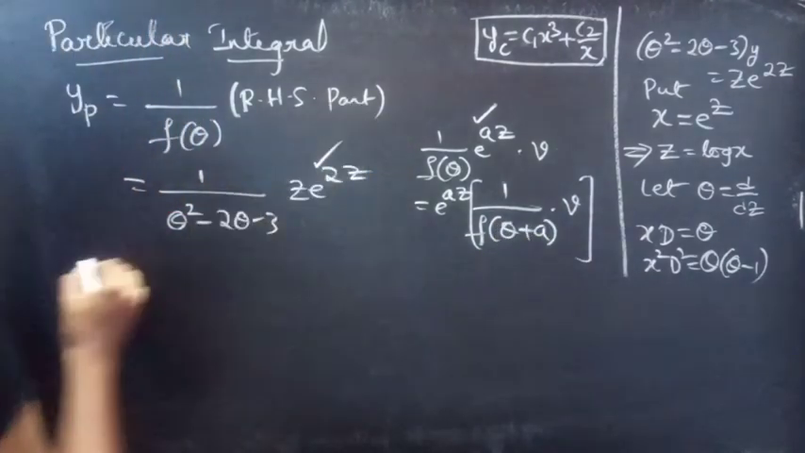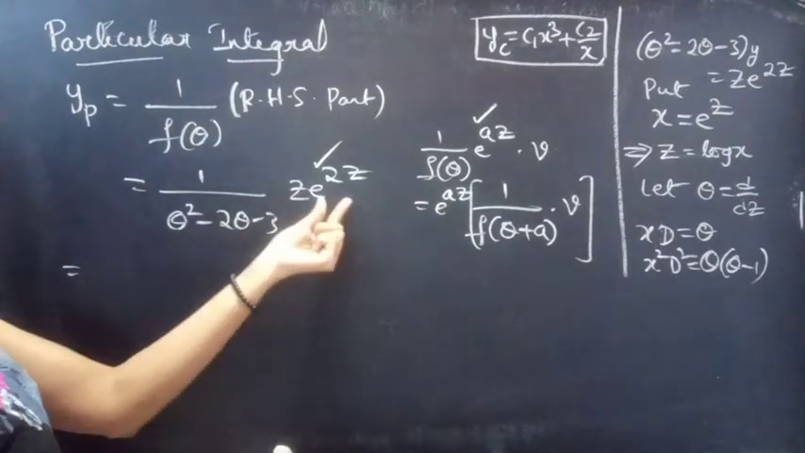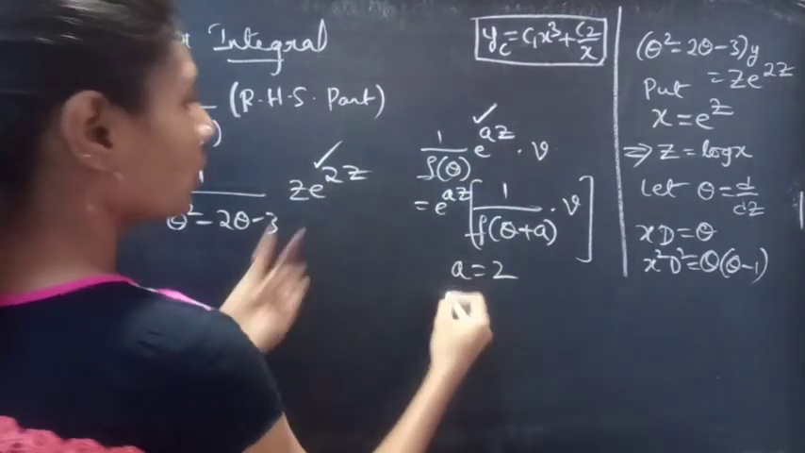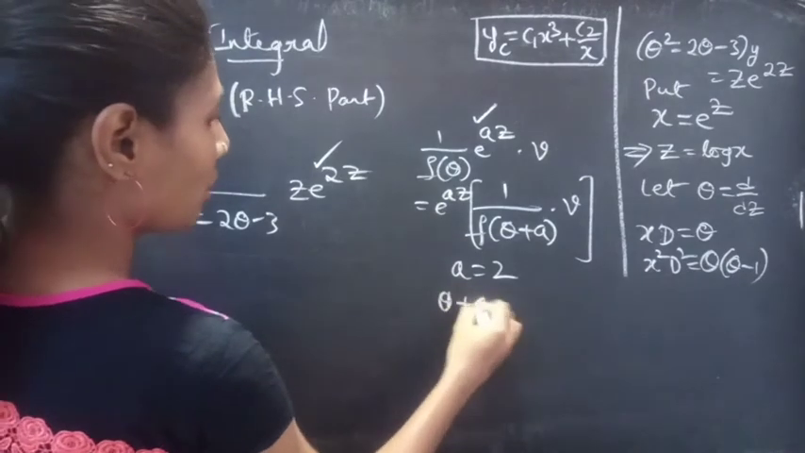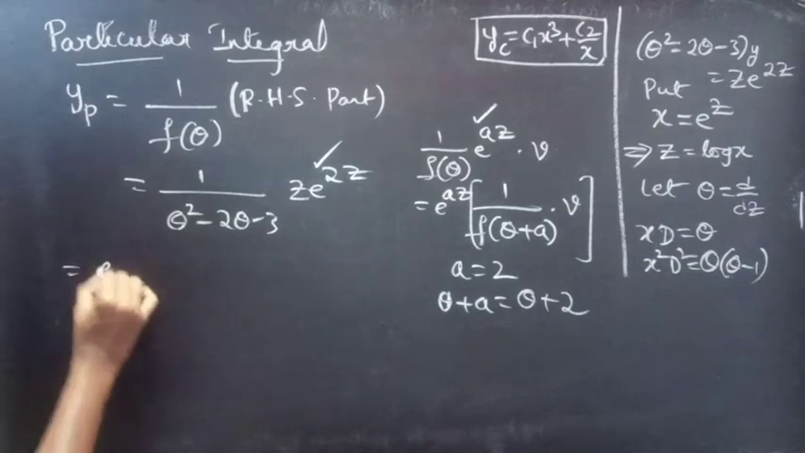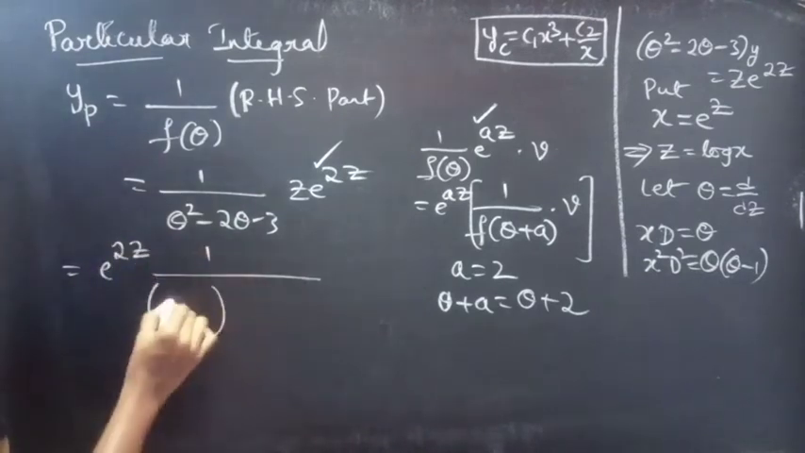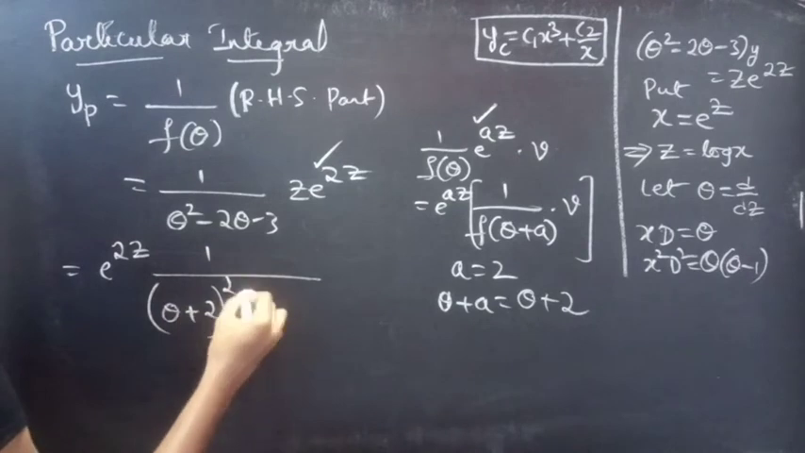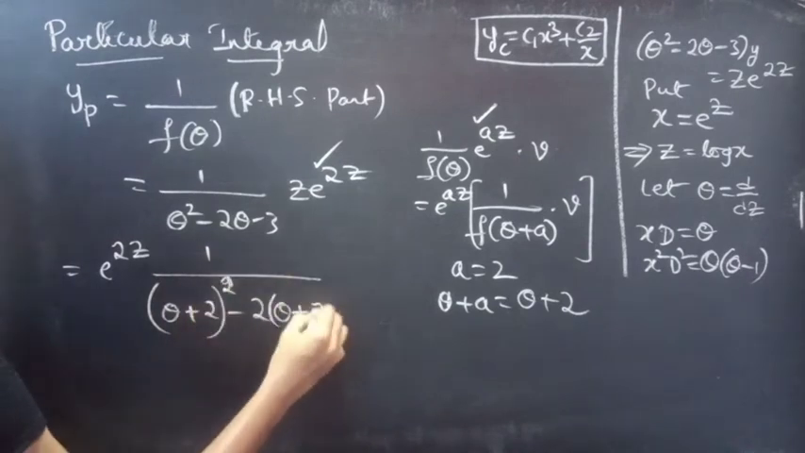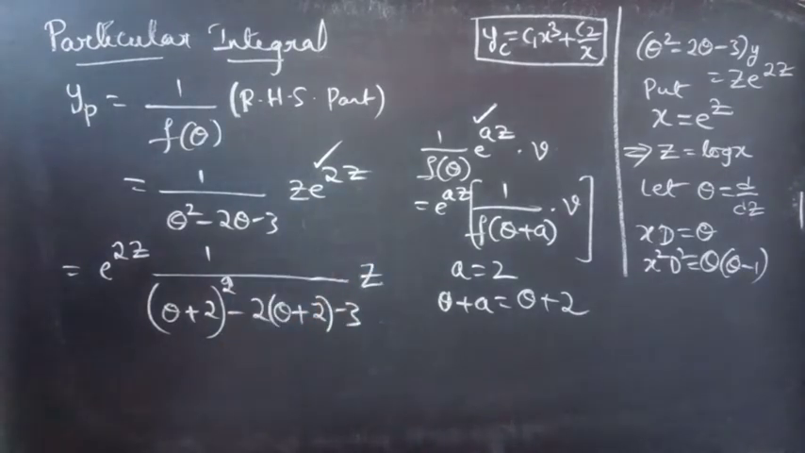Now let's shift e power 2z towards left. Comparing e power 2z with e power az, for a equals 2 we get theta plus a, which equals theta plus 2. Now shift e power 2z towards left by replacing theta with theta plus 2. Then we'll get theta plus 2 whole square minus 2 times theta plus 2 minus 3, into z.